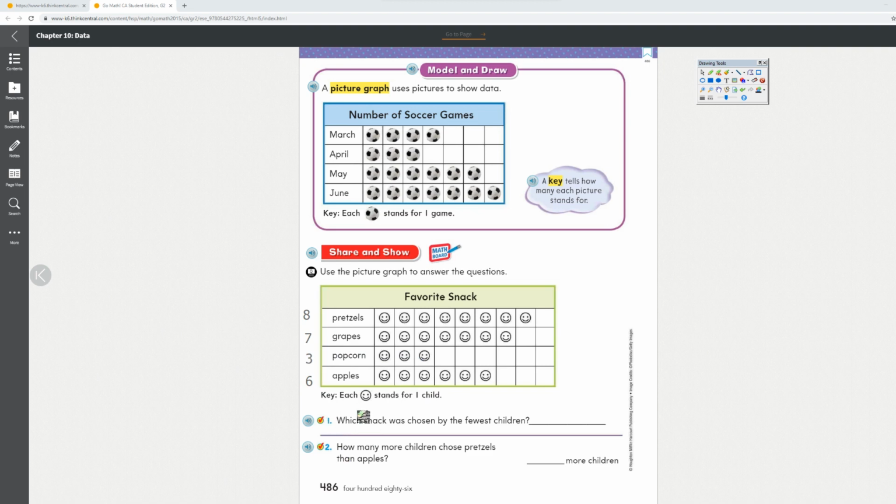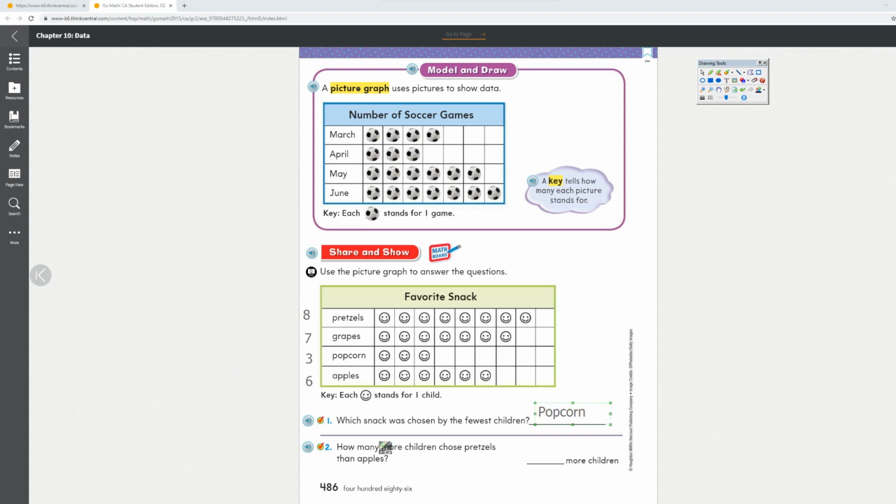For number 1, which snack was chosen by the fewest children? So we're looking for the lowest number here. The lowest amount of children chose which snack? We can see here that the lowest amount of pictures is going to be in the popcorn. There's only 3 happy faces. So using the survey, we can easily see that popcorn is the least favorite. So we write popcorn in that space for the answer for number 1.